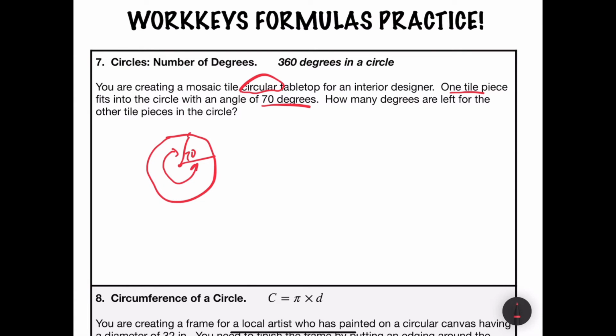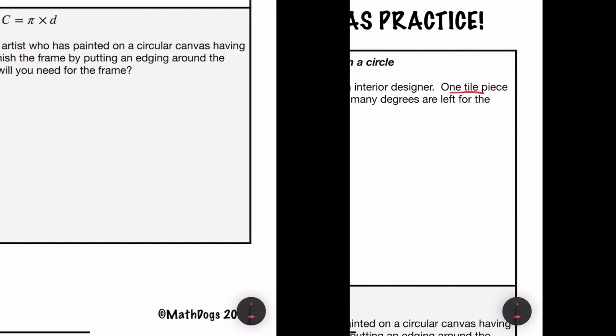That's just going to be a subtraction problem. There's 360 degrees total, and I already have one piece that uses up 70 of those degrees. So if I punch into a calculator 360 minus 70, I find out that answer is 290. And so there's 290 degrees left for the other tile pieces in the circle.